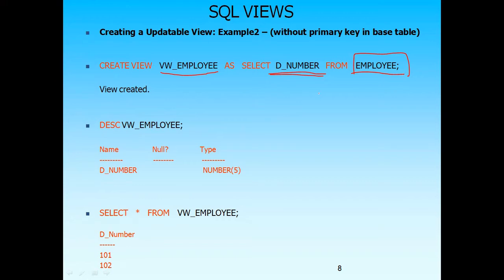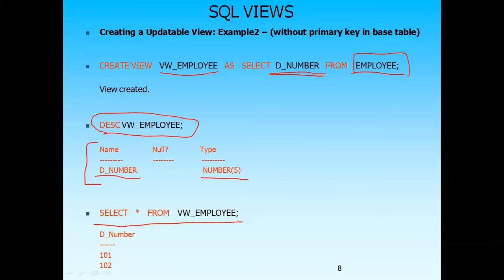Remember, the structure of the view is that we have selected only D number from the base table. Again, the data type will be the same as the base table. So if you describe the structure of the view, you can see only D number is there in the view. Now you can select the data from the view. Only two records are there with two departments, 101 and 102.